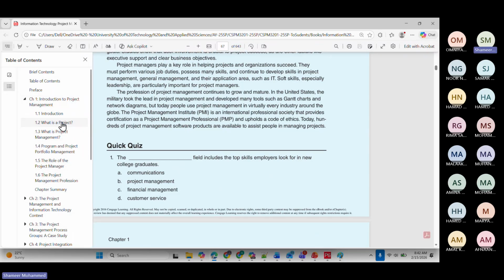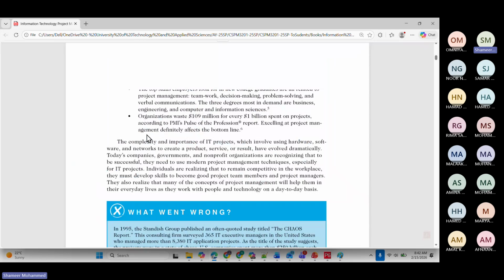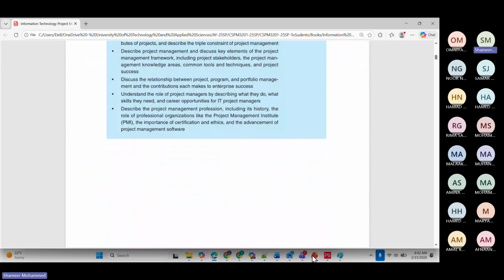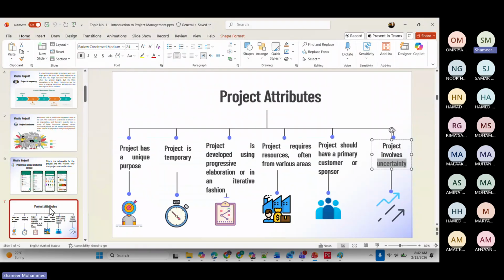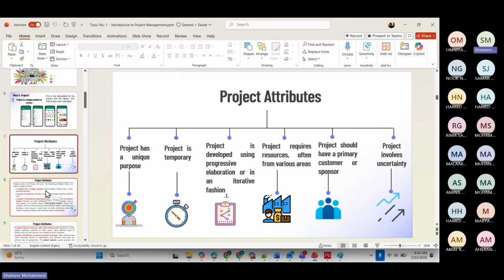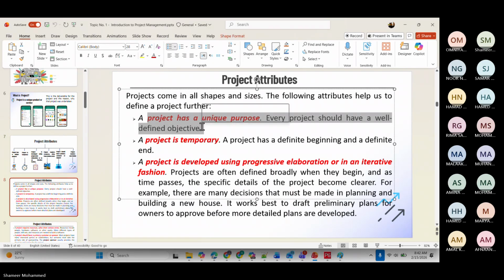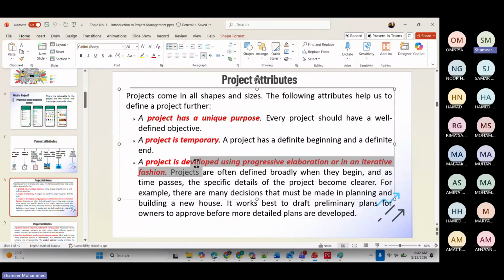So what is the definition of a project? What is the meaning of project management? Everything is there. Right? So these are the attributes of a project. Is this clear, students, for you? Yes. Whatever I explained, I took a lot of time to explain this one small slide. That is what is given here. See, this is the explanation. It has a unique purpose. It is temporary. It is developed step by step.